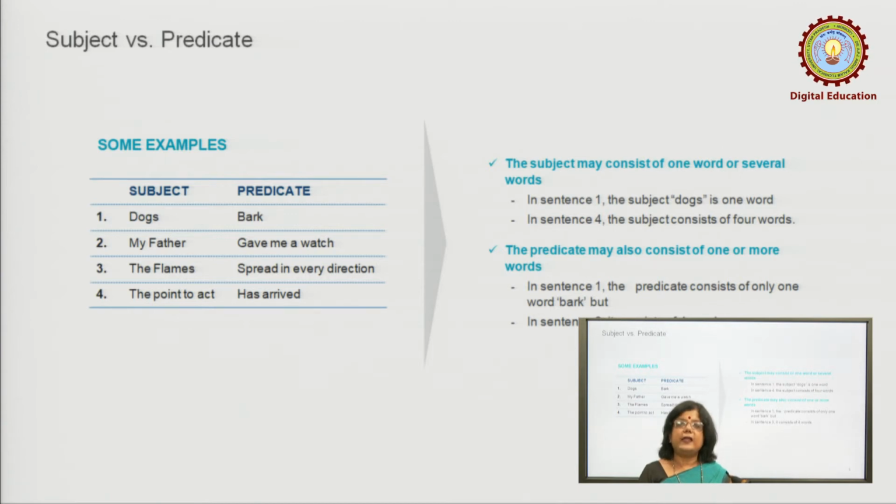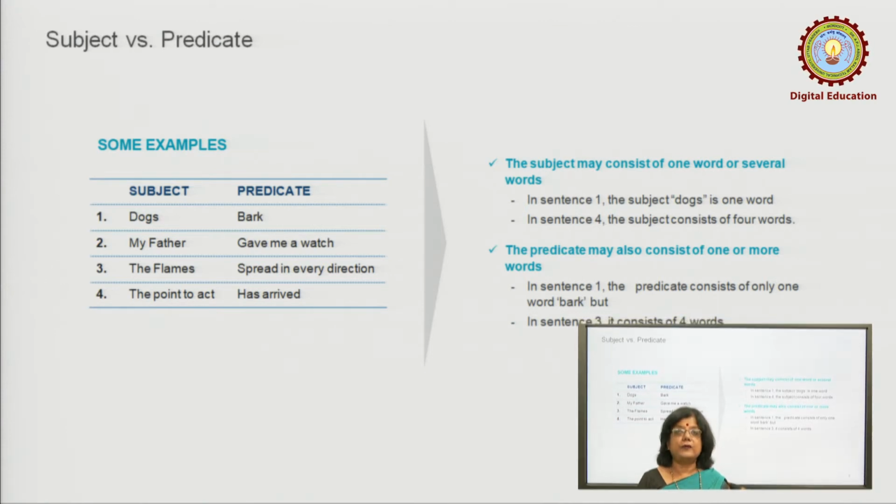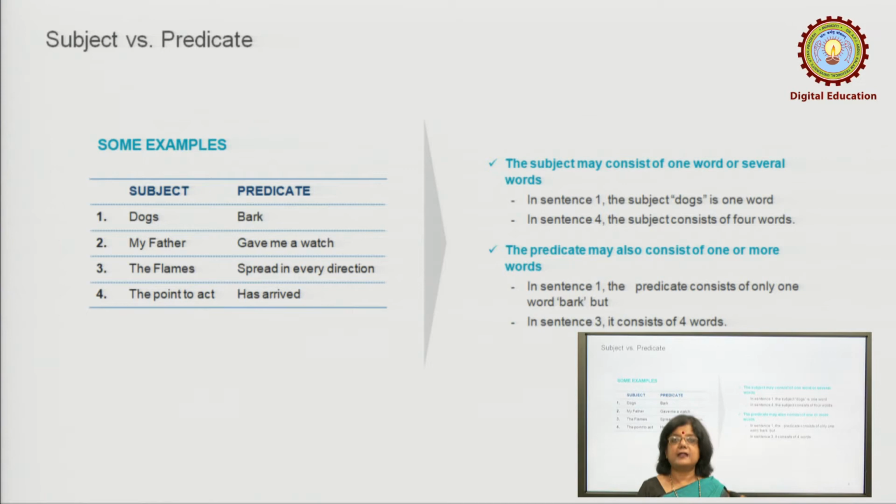Let us take some very simple examples. Dogs bark. Who is the doer of the action here? Dogs. And what is the action done? Barking. So, in the dogs bark, if we divide into sections, the subject will be dogs and the action of barking will be predicate. Second, my father gave me a watch. Here again, my father is the doer of the action, and the act of giving the watch will be under the category of predicate.